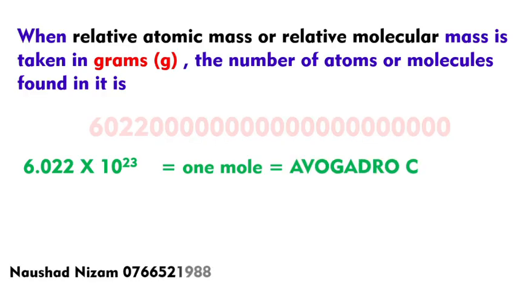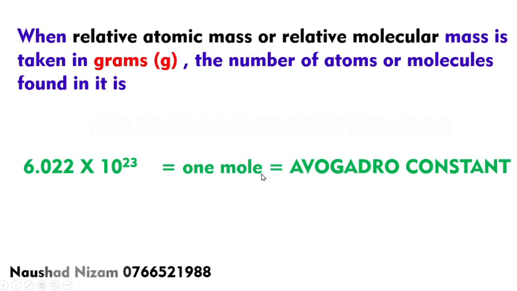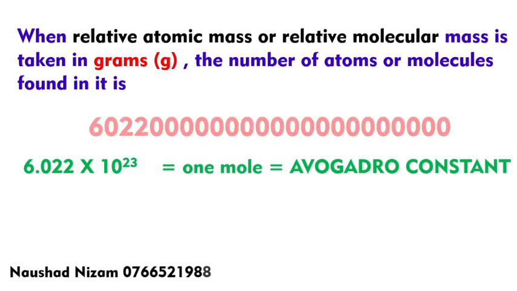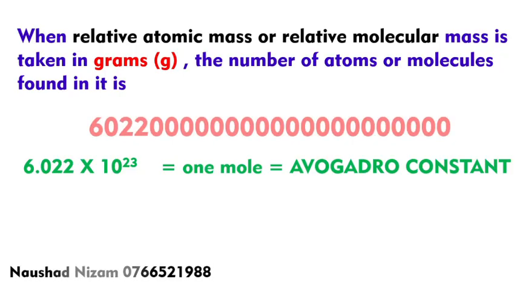This number is called the Avogadro constant. This number is called 1 mole. Now, we don't know whether to say this is a thousand, a million, a billion, or a trillion. This total number we say is 1 mole. So instead of writing this whole number, we can express it in terms of mole, 1 mole.